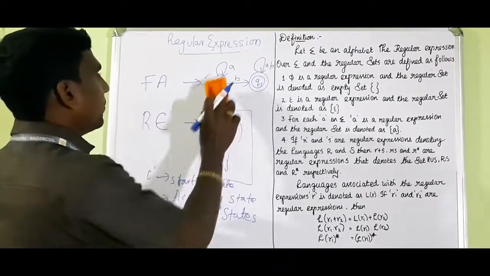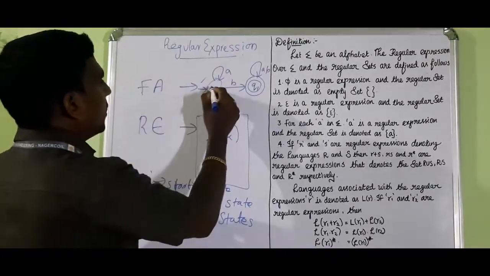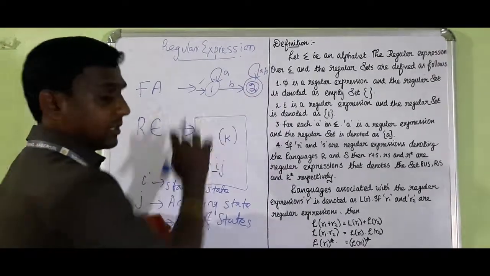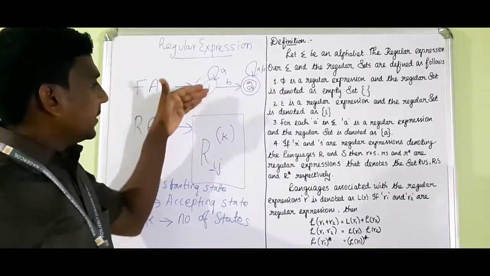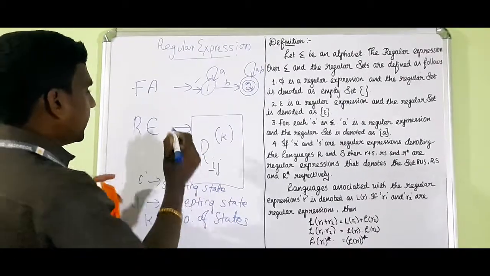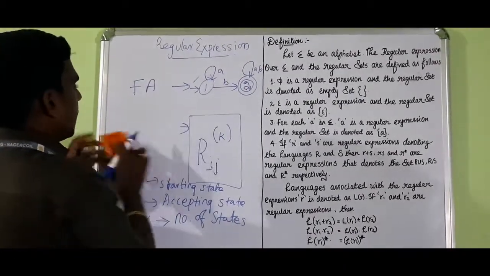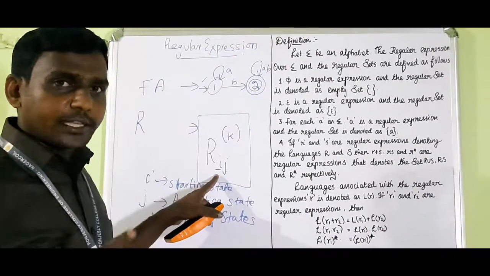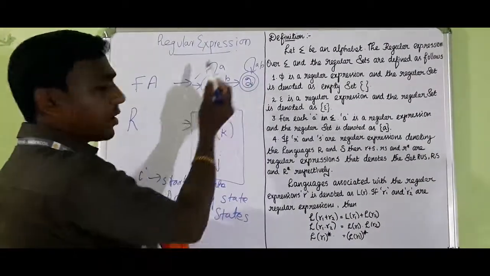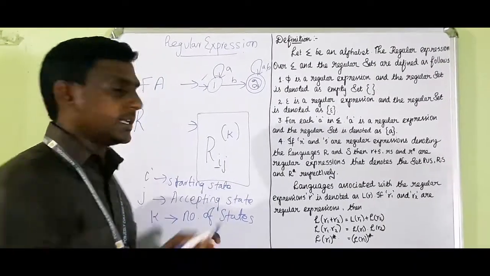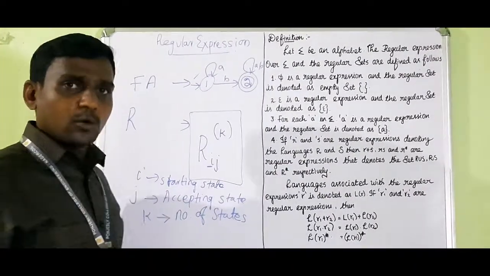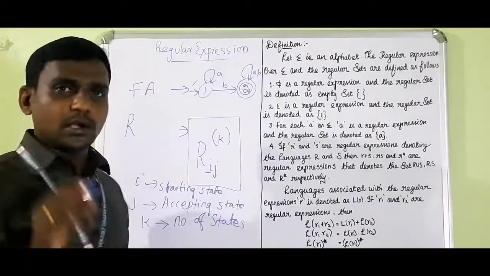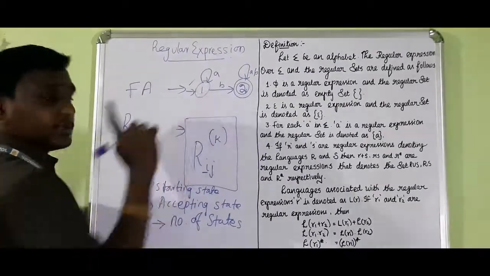states. For example, if you have the states numbered 1 and 2, and you have a finite automata like this, I can easily represent it as a regular expression R. What is i? It is the starting state. Which state in this finite automata is the starting state? This 1 is the starting state. How? The state which contains this small arrow is called the starting state. So 1 is the starting state.